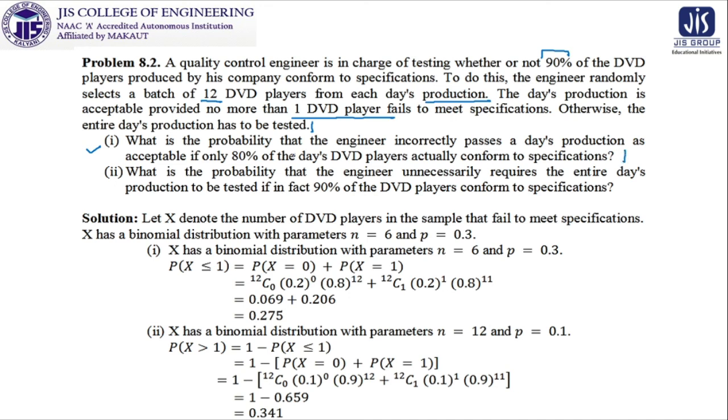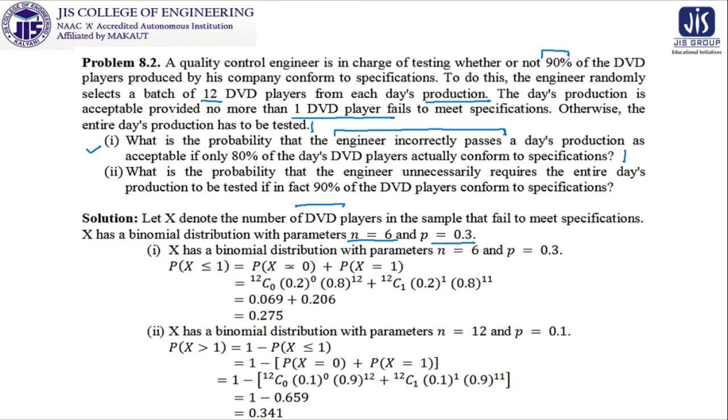Look at this. It is the measurement of the engineer's fault, basically, not the DVD player's fault. So before going to the second question, we can think how to approach the first question. We are assuming X denotes the number of DVD players in the sample that failed to meet the specification. So X has the binomial distribution with parameters n equal to 12 and p equal to 0.2.